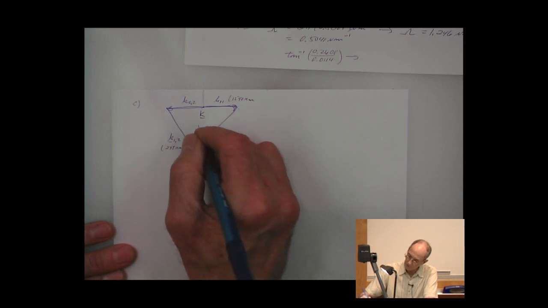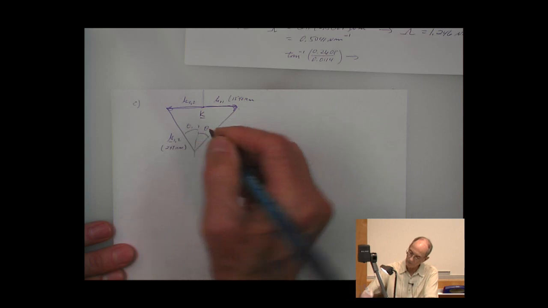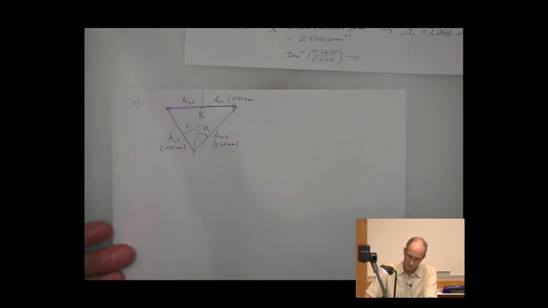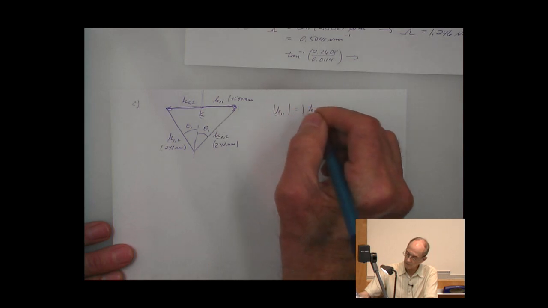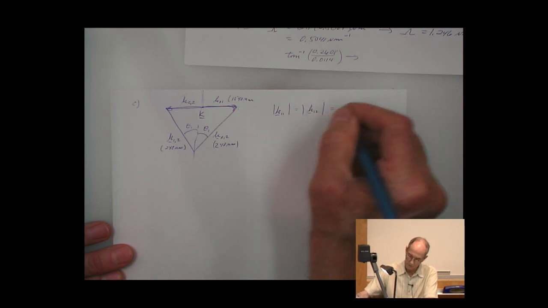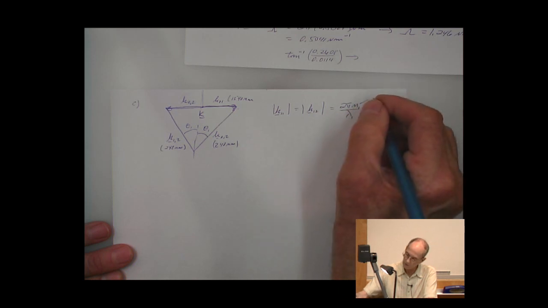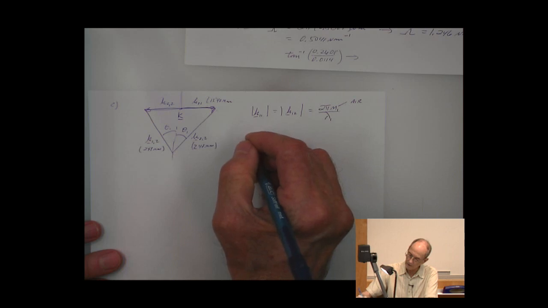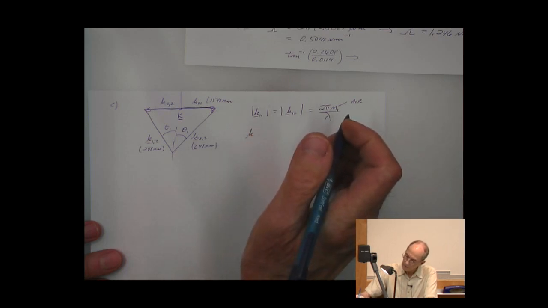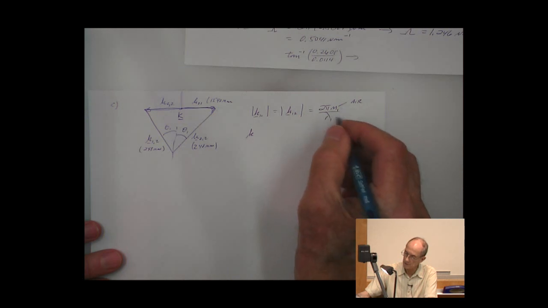This is what we want. We want to know what these angles here are, theta 1. They're equal angles. So we can say that the magnitude of K11 equals the magnitude of K12, and that is equal to 2 pi n1 over lambda 1. So n1 here is air, and this is our angles in air at the 248 nanometers.